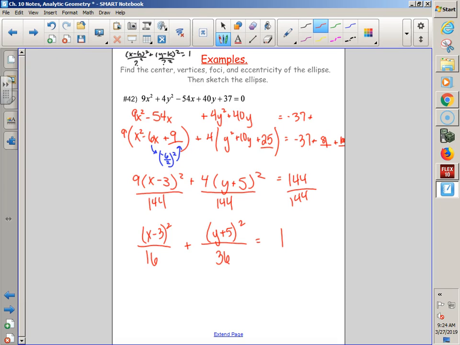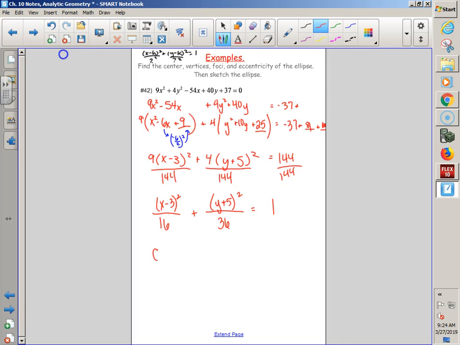Standard form check. Once we have standard form check, what can we do? Yeah, we can draw it, we can identify it, we can label stuff, because aren't we supposed to be finding things anyway? So cool, kids, we need a center, we need vertices, foci, and then a picture. Let's start with a picture.